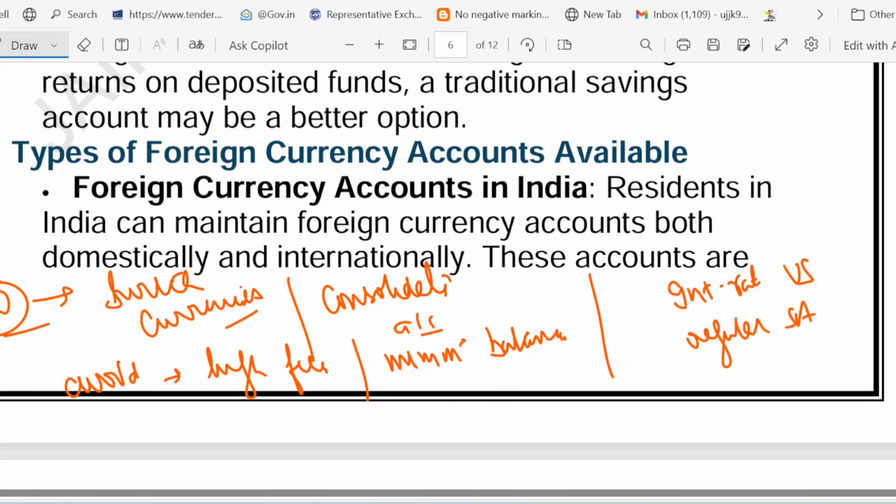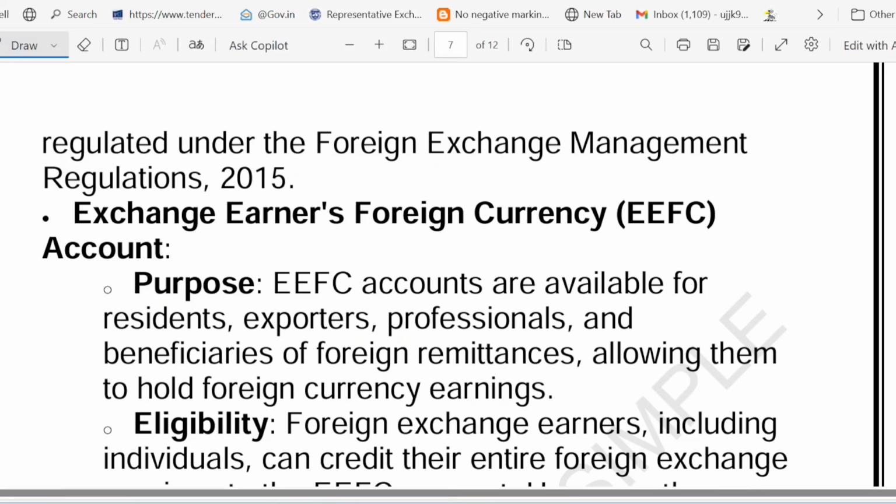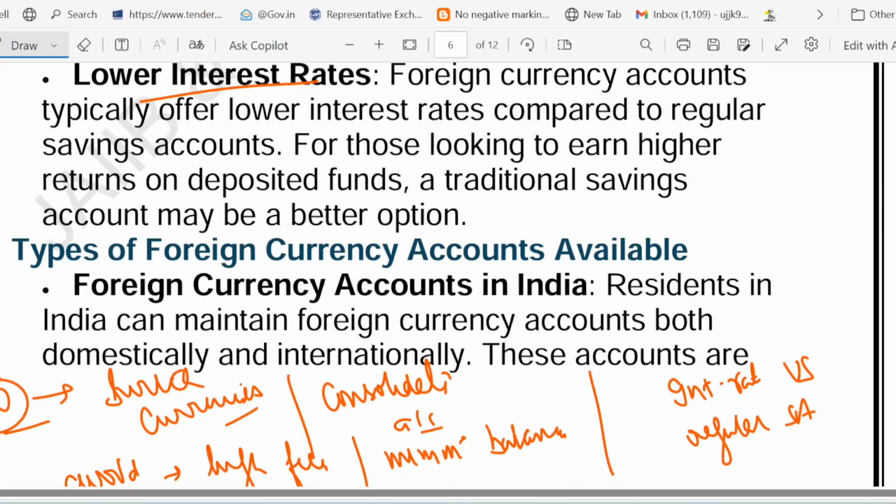This you should compare. I hope that makes sense to you. Now, if you look at the type of foreign currency account that is available to us, now is a very important part, right? From here, questions are asked every year. So, did you know that as an Indian resident, you can hold dollar, euro, other foreign currency right here in India? So, whether you are exporter, freelancer, or just receive money from abroad, there is a foreign currency account for you.